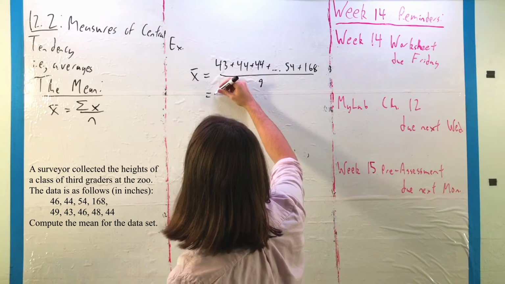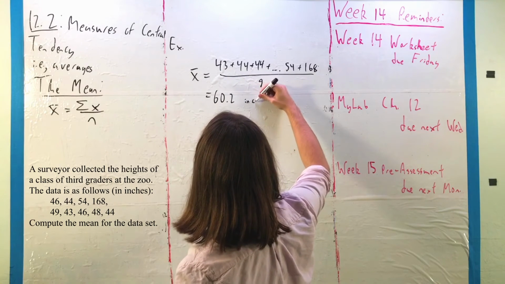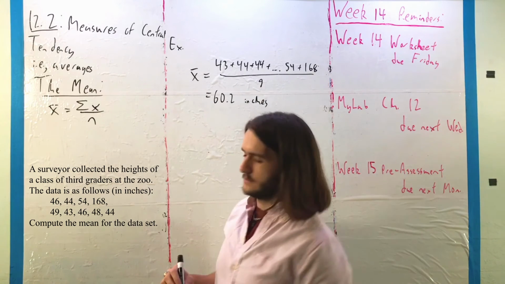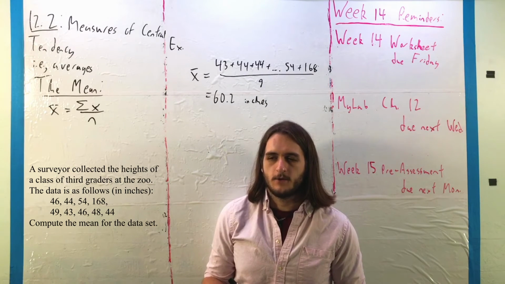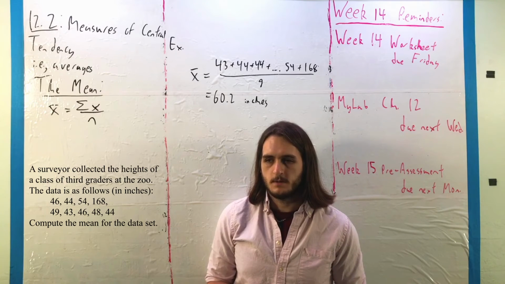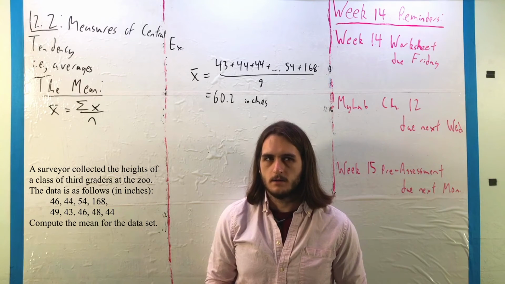gives us a mean of 60.2 inches, which tells us that the average height of third graders is 5 feet tall. It's a bit dubious. I don't think I knew any fifth graders who were 5 feet tall. Well, maybe one.